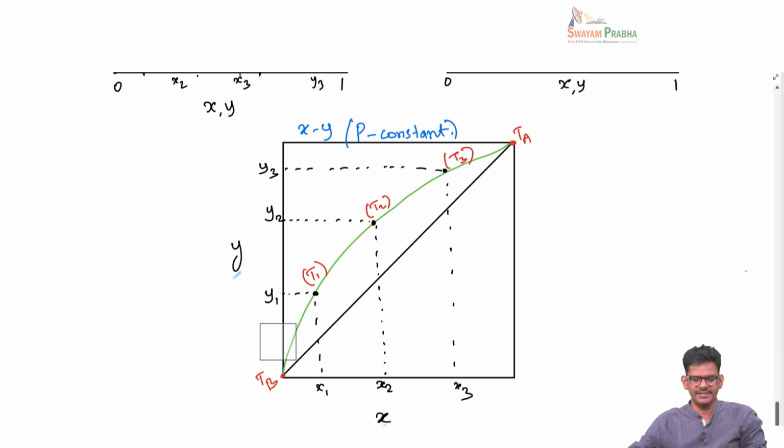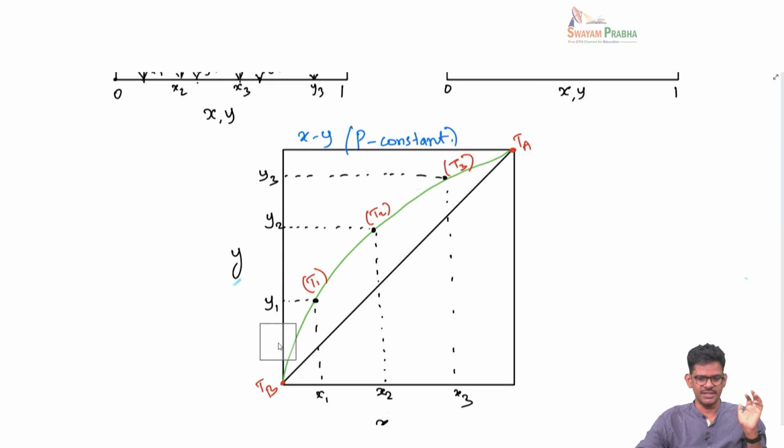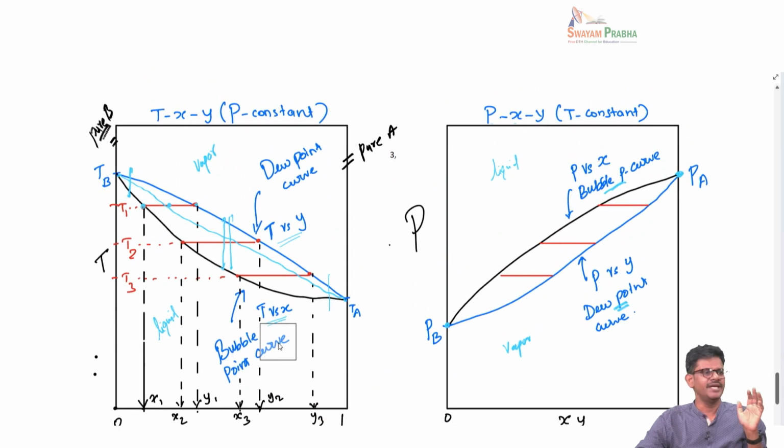Okay, so how do I get this xy plot? Again, you have to make a decision whether you want to do this xy plot at a constant pressure or at a constant temperature. Let's say you want to keep the pressure constant because most distillations happen at constant pressure, atmospheric pressure, let's say. Okay, so we'll keep pressure constant. Then we are talking about the Txy diagram.